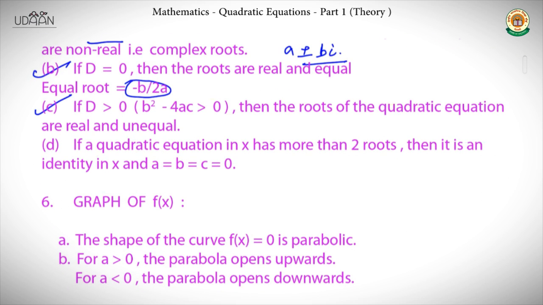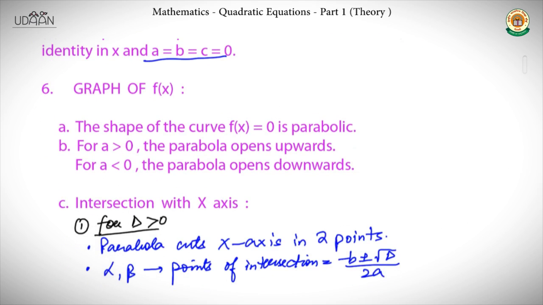Next point is that if a quadratic equation in x has more than two roots, then it becomes an identity, and also a is equal to b is equal to c equal to 0 in that case. Obviously, because a quadratic having degree 2 is supposed to have two or less than two roots, but if it happens to have more than two roots, then it becomes an identity, that is, it is satisfied for all values of x, and in that case a equal to b equal to c equal to 0.